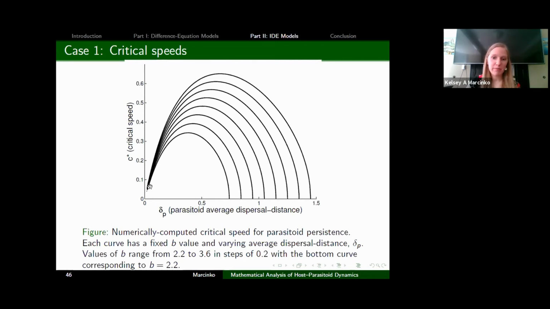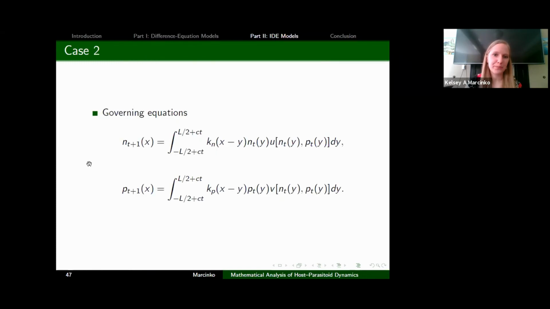Initially, for low values of parasitoid average dispersal distance, increasing the dispersal distance increases your critical speed. But at some point, if the population continues to increase the dispersal distance, it will actually over-disperse beyond that finite patch, and the critical speed decreases until the population goes extinct at all speeds. So that's one illustration of some biological insight we can get from doing models just with the case 1 scenario. I'll also be bringing back case 1 as we compare with cases 2 and 3. In the second case, we have that full IDE system of 2 integrodifference equations.